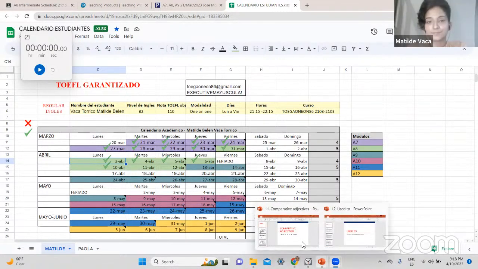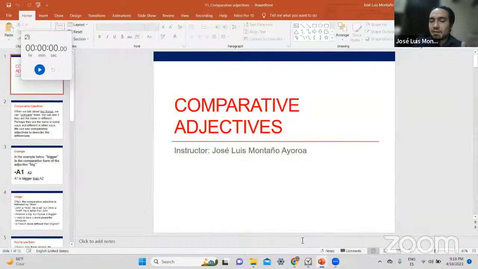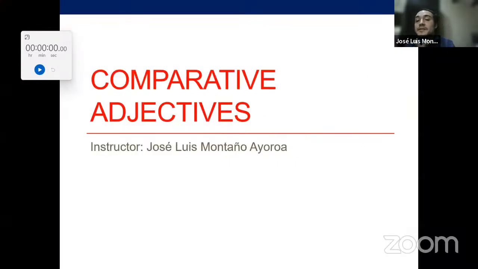Right. Good. So again, let's take a look at these elements because they are very simple before going to our usual practice. This is comparative adjectives. How do you compare things in English, Matilda? What structures do you use? What expressions do you use?